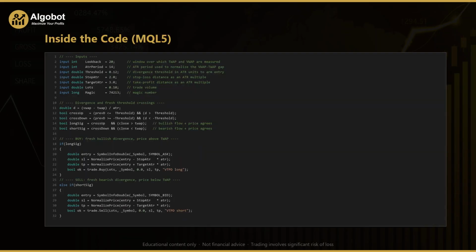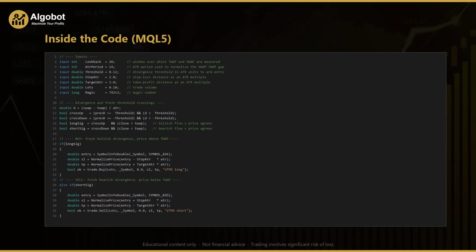Let's read the core of this in MetaEditor. At the top are the input parameters you can adjust. Lookback, set to 20, is the window over which both averages are measured. ATR period at 14 is the average true range used to normalize the gap. Threshold at 0.12 is how far the divergence must travel in ATR units before an entry is armed. StopAtr and TargetAtr at 2 and 3 set the stop and target distances as ATR multiples. Lots is the trade size, and magic tags the strategy's own orders.